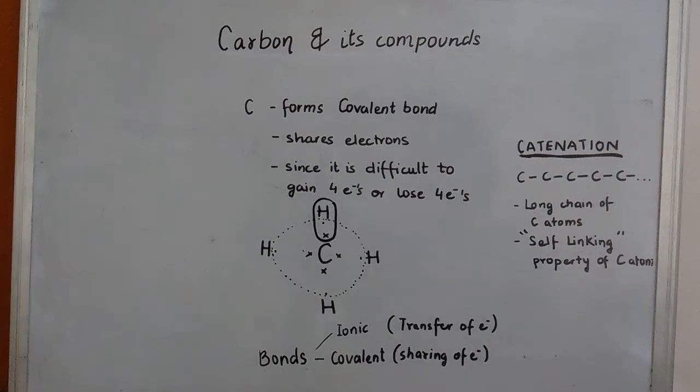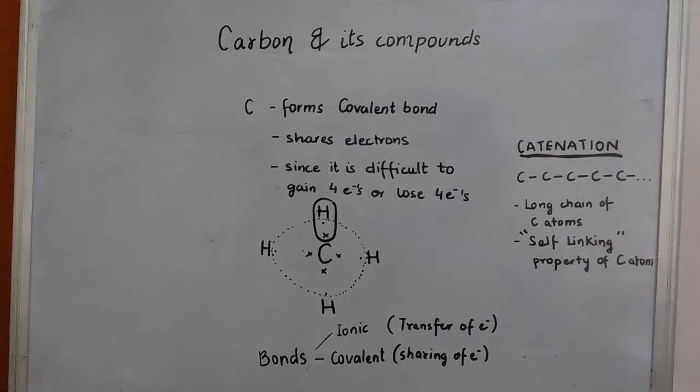So one of the very important properties of carbon is that it forms covalent bonds, right? So bonds are of two types. They can be either ionic or covalent, and carbon forms a covalent bond. This is what we need to remember. So ionic bonds are those in which transfer of electrons takes place, and covalent bonds are those in which sharing of electrons takes place. So carbon shares its electrons, right?